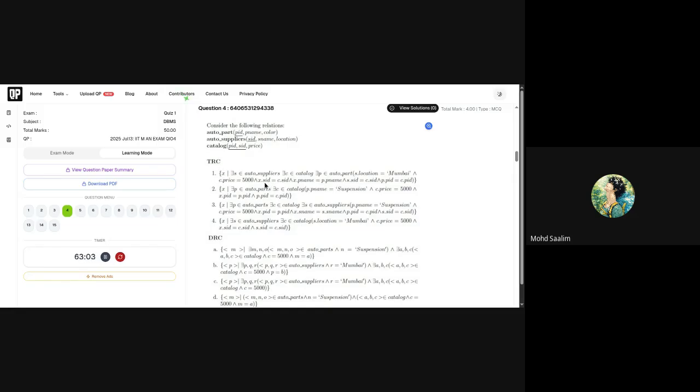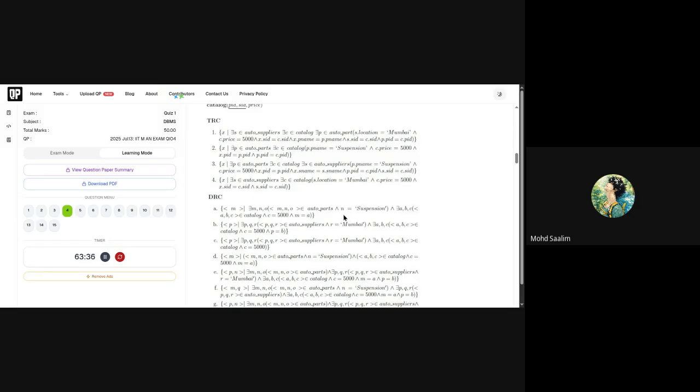We want SID and P name. Then we are giving the condition for inner join, this inner join between auto part and auto suppliers using this relationship set. So in summary, we are returning SID. What is SID? Supplier ID. And P name. What is P name? Part name. So we are returning supplier ID and part name from location Mumbai and price 5,000.